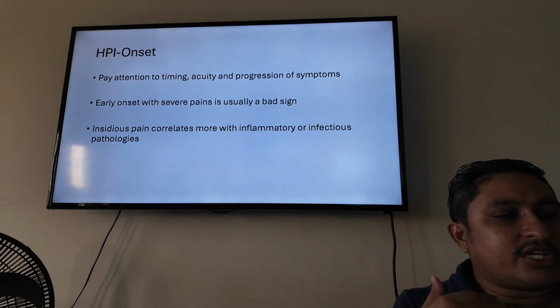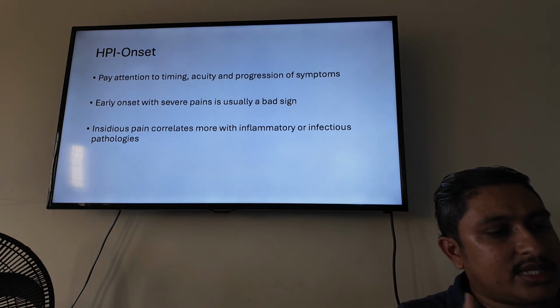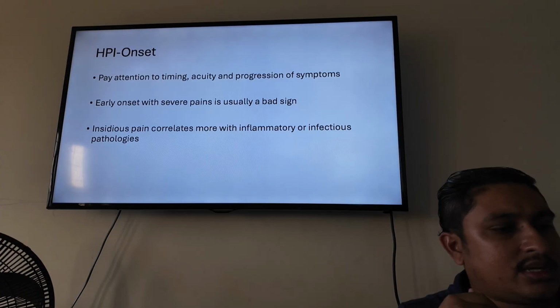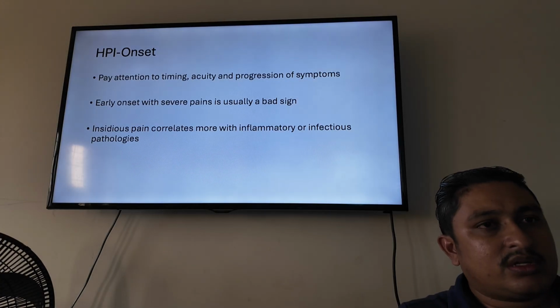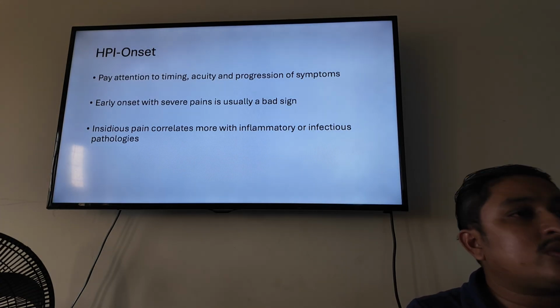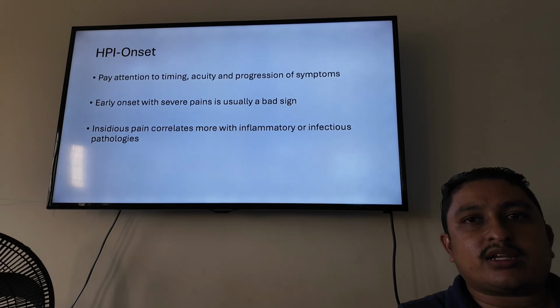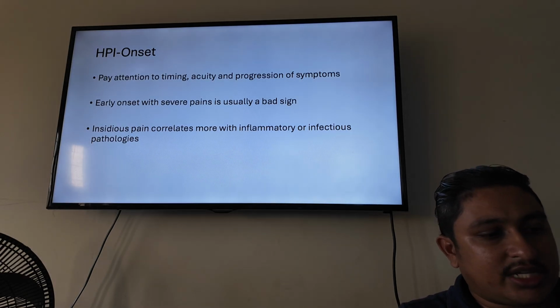Pay a lot of attention to the timing, right? The timing is important. The acuity: is this pain mild, moderate, or severe? Did the pain start first? Or did you start to vomit first? Or did you start to have fever first? These are things that help you differentiate.